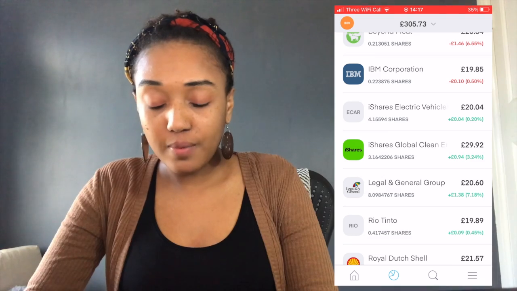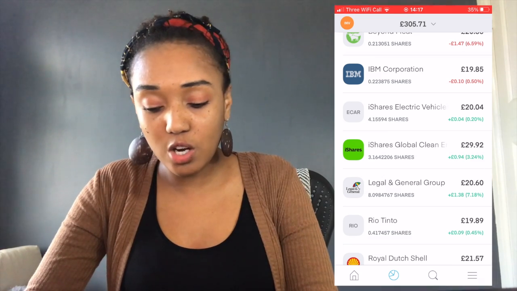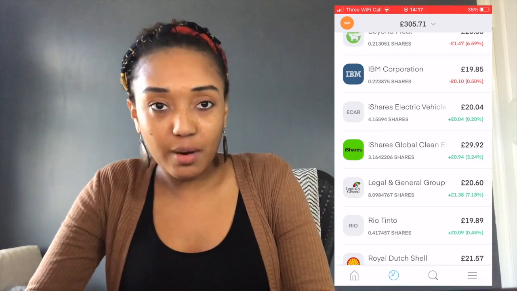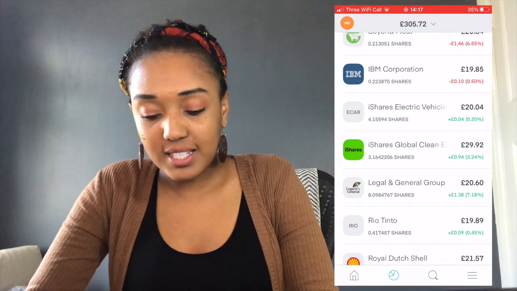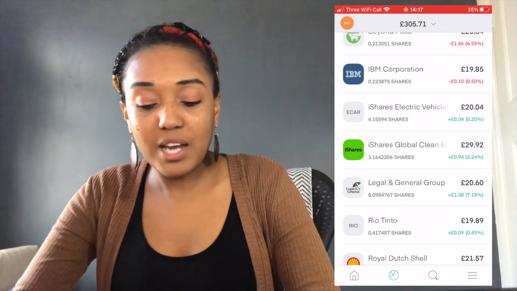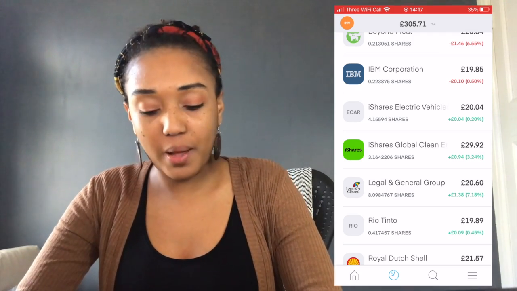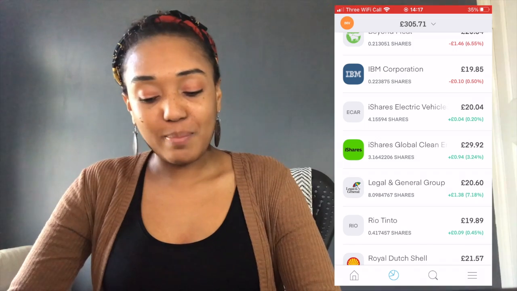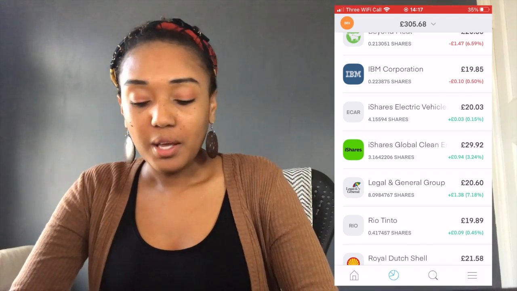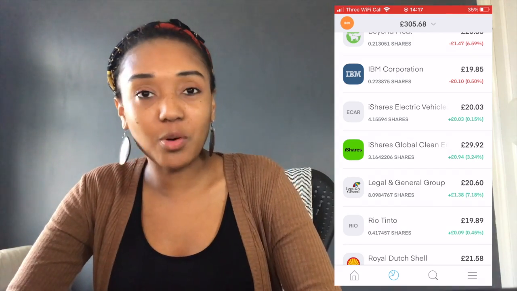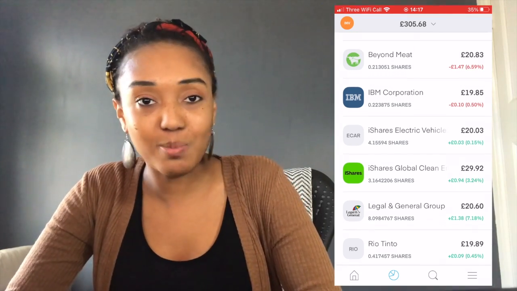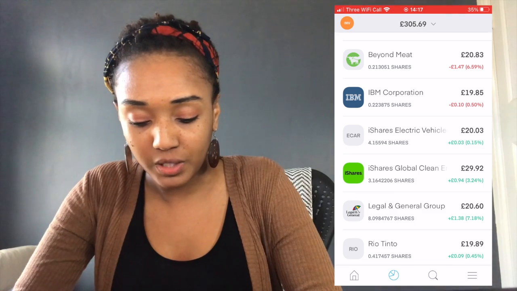IBM Corporation, this one is another dividend stock. I may actually get rid of this one. I haven't decided yet, but I'm currently at negative 10 pence. I may just get rid of it because I don't know as much about this company. I currently have it because it's a high dividend paying stock, but it needs to be more than that as to why I invest in it. So I'm still not sure about this one. You may see that next month this is out of my portfolio.